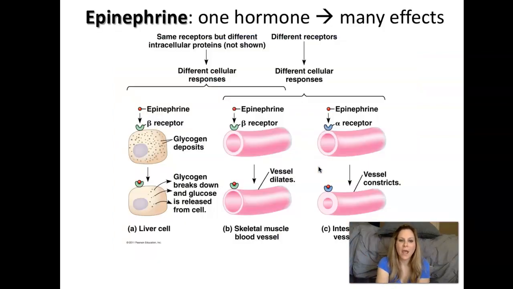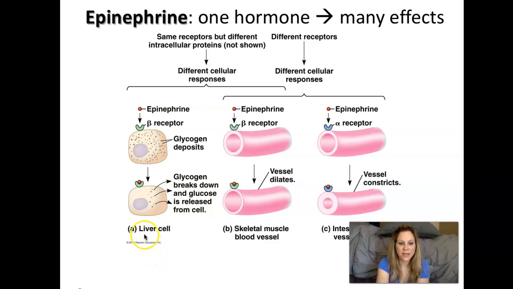Epinephrine is a hormone that's released from the adrenal glands that are on top of the kidneys. It is a peptide hormone, which means that it's hydrophilic, which means that it requires a receptor that's going to be embedded in the cell membrane. Here we have liver, skeletal muscle blood vessels, and intestine blood vessels. Epinephrine is going to act on all 3 of these tissues. It's also going to act on the heart and cause the heart to beat faster, but this is what we're going to focus on right now.